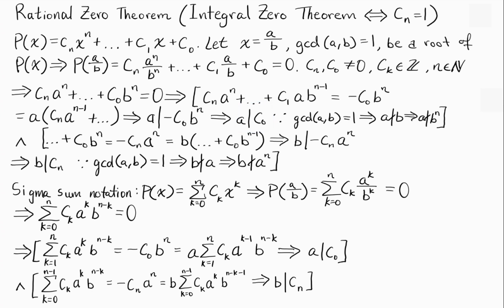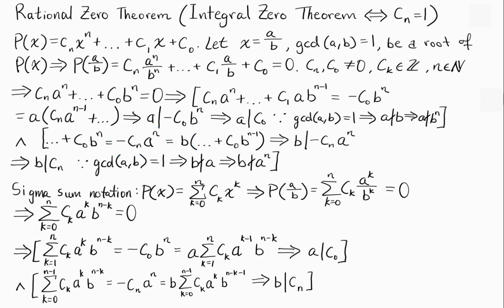The second implication is this. I will move this term right over here to the other side. So I will have dot dot dot plus c naught b to the n is equal to negative cn a to the n. And then from here, I'll factor out a b. So I have b times dot dot dot plus c naught b to the n minus 1. And again, b times whatever this is equal to this.